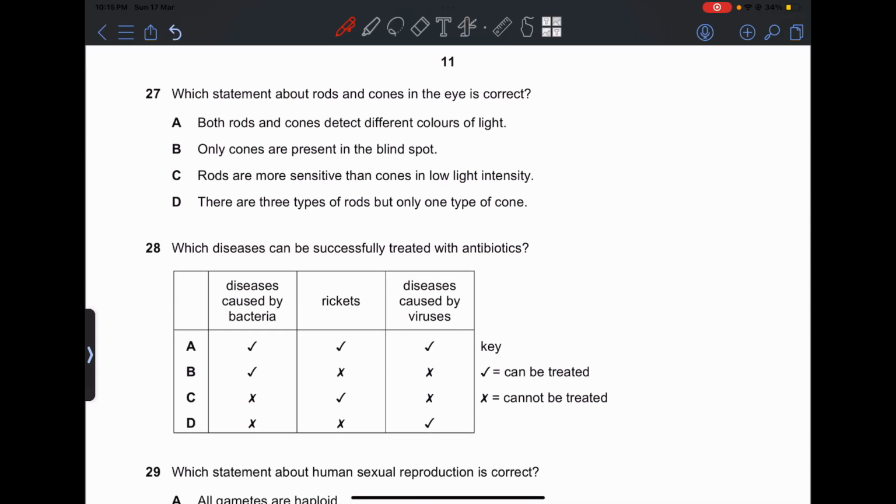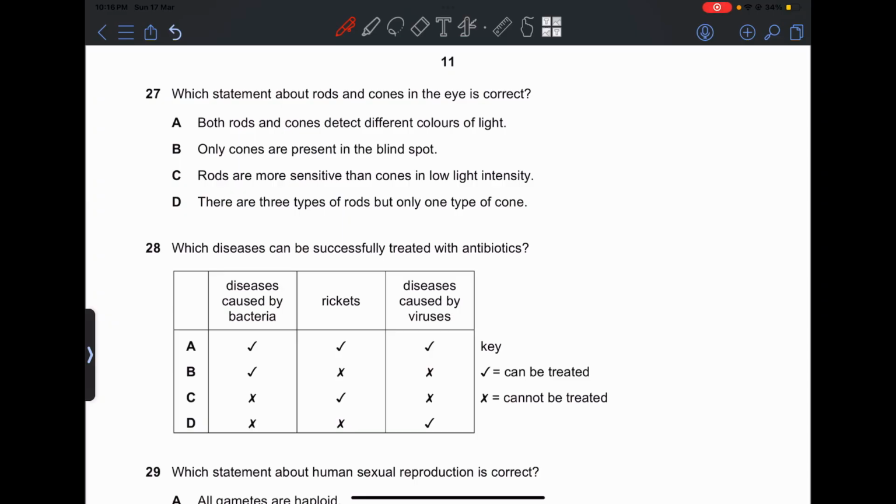27. Which statement about rods and cones in the eye is correct? A says both rods and cones detect different colors of light. This is actually incorrect, because rods do not detect different colors. They only detect night vision, which is like black and white. B, only cones are present in the blind spot. This is actually incorrect. There are none. That's why it is called a blind spot.